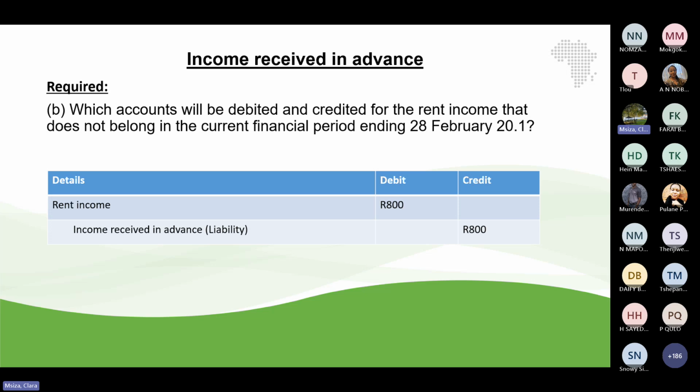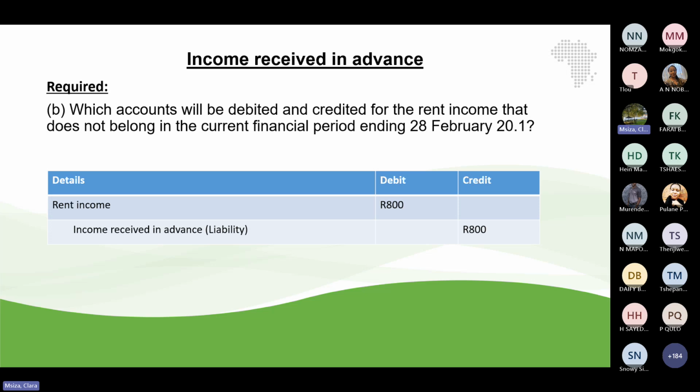Why are you touching the bank, Hamza? We are not looking at the transaction on the 28th of February. What we want you to show us is the accounts that will be debited or credited for the rent income that does not belong in the current financial year. So we are not looking at the transaction on the date of the transaction, hence we're not expecting to see the bank.